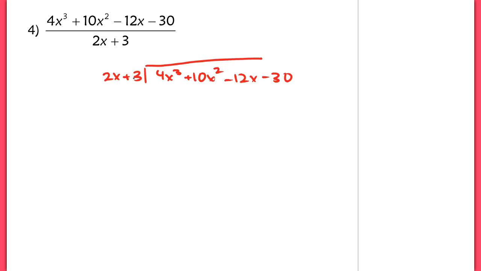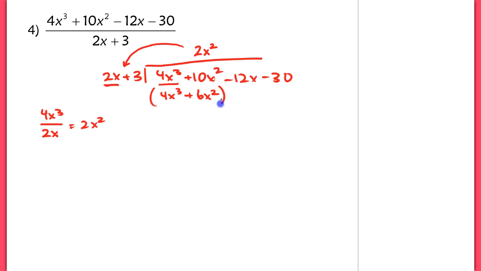Now I ask myself, how many times does 2x, remember I just ignored this 3, fit inside of 4x cubed? So 4x cubed divided by 2x gives me 2x squared. So 2x fits inside of 4x cubed, 2x squared times. I place that above that 10x squared here. So I have 2x squared now. I have to multiply that by this polynomial here. So I end up with 4x cubed plus 6x squared.